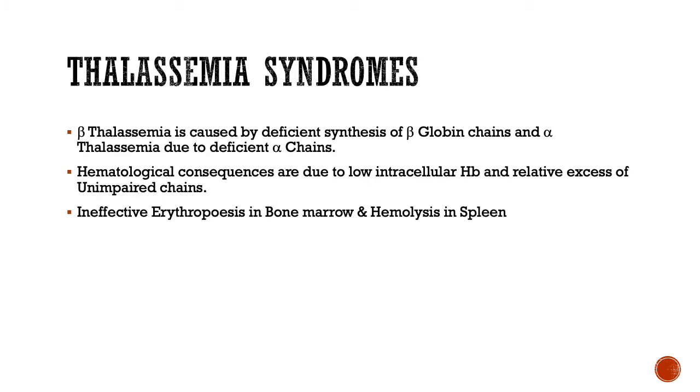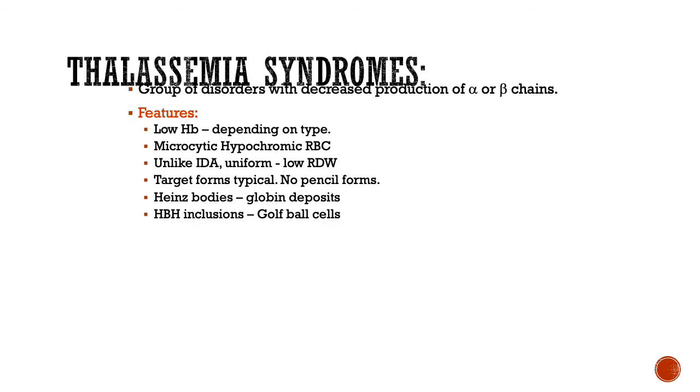Beta thalassemia is caused by deficient synthesis of the beta globin chain, and alpha thalassemia is due to deficient alpha chains. So basically in beta thalassemia you see an excess of alpha chains, and in alpha thalassemia you see an excess of beta chains. The hematological consequences are due to low intracellular hemoglobin and a relative excess of unpaired chains. This further leads to ineffective erythropoiesis in the bone marrow and extravascular hemolysis in the spleen. These syndromes are a group of disorders with decreased production of alpha or beta chains, as I already mentioned.